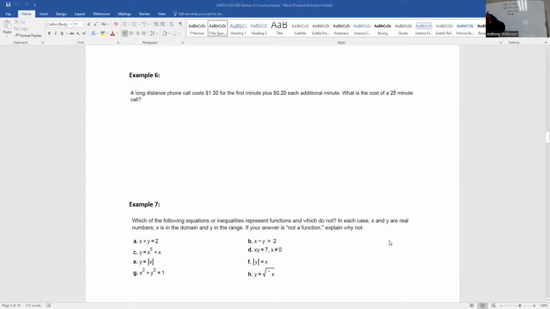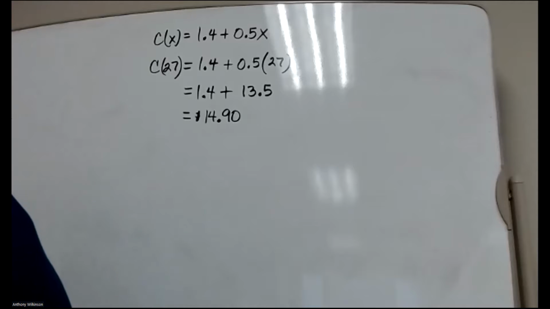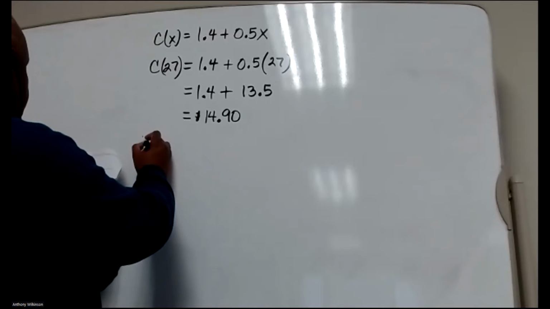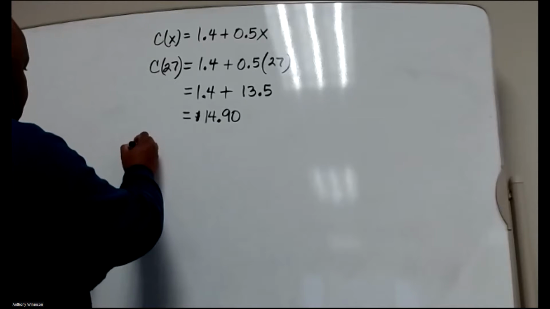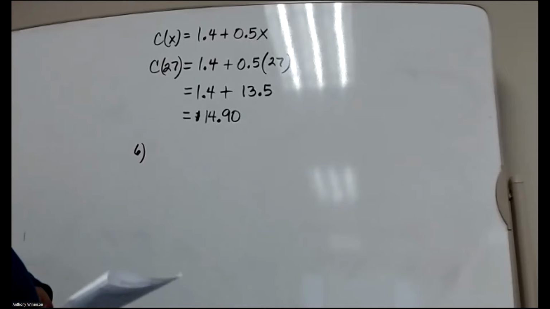Let's look at this one right here. A long distance phone call costs $1.30 for the first minute, plus 20 cents each additional minute. What is the cost of a 25-minute call? So in this case here, we need to write a function for that.